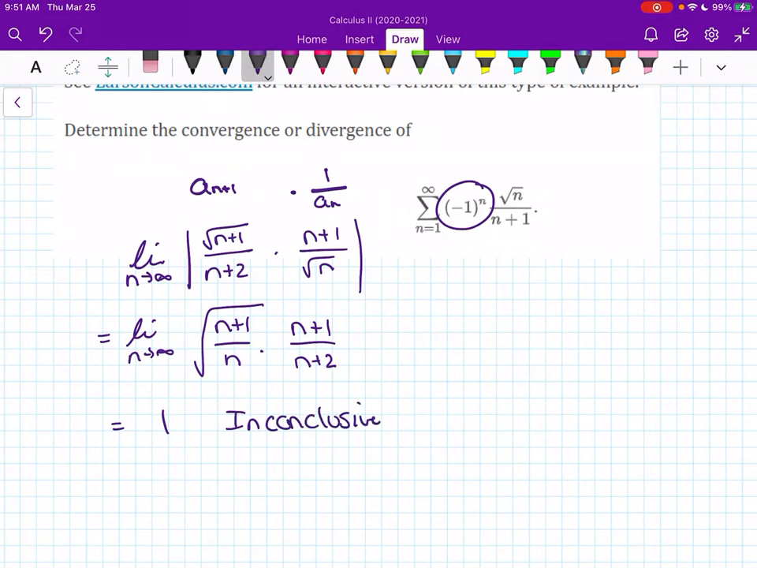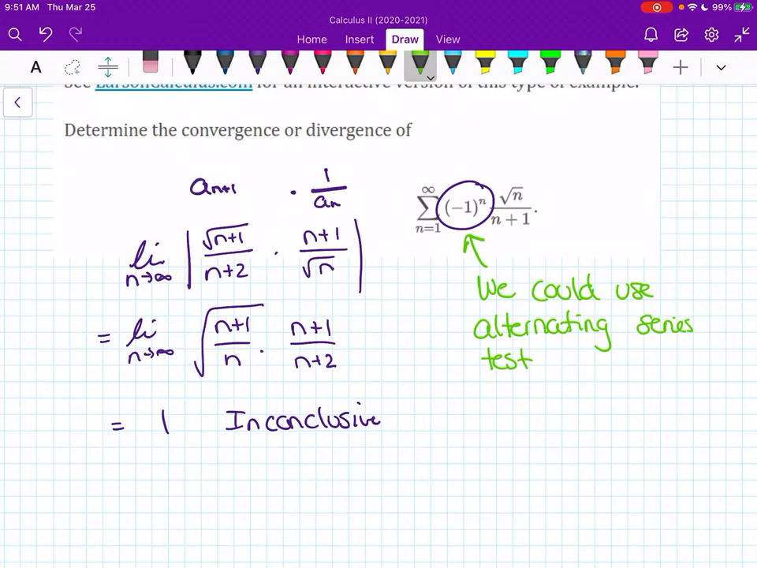So that means you're going to have to use a different test, okay? And because we have an alternating series here, we could use the alternating series test. And that test will in fact give us a conclusion, and it tells us that it converges conditionally. So if you want to try that on your own, go ahead and verify that the alternating series test tells us that the series converges conditionally.